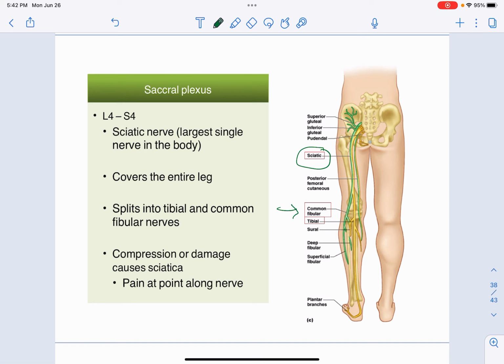This is a common nerve that gets injured. It can be damaged or compressed. You may have had friends who have had sciatica, and that is because that nerve is being compressed or is damaged in some way, and that then creates pain down the legs.